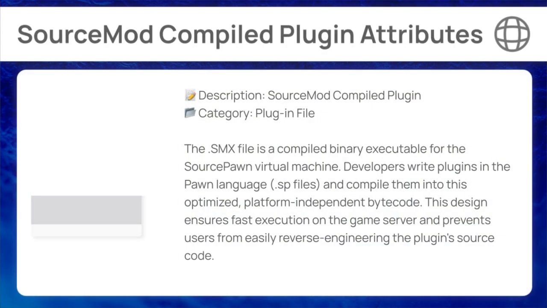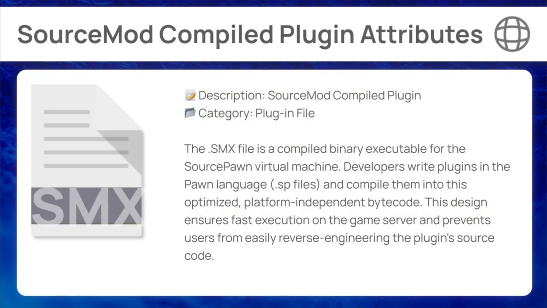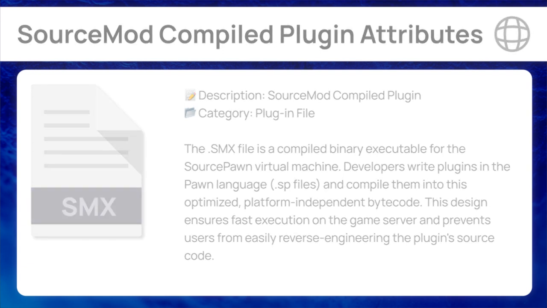The SMX file is a compiled binary executable for the SourcePawn virtual machine. Developers write plugins in the Pawn language, SP files, and compile them into this optimized, platform-independent bytecode. This design ensures fast execution on the game server and prevents users from easily reverse engineering the plugin's source code.